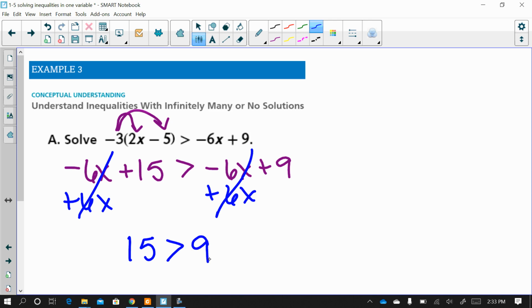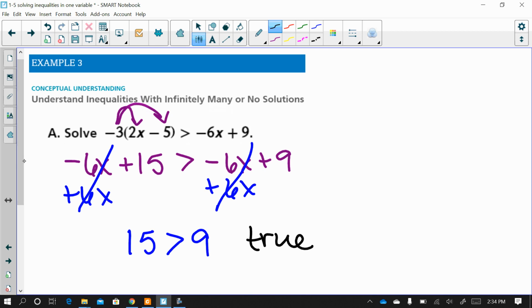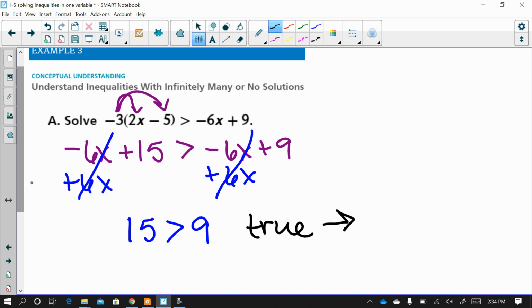I have no x's. So let's think about what this says. 15 is greater than 9. Is that true? Absolutely. This is true. So, if I have a true statement, does it matter what I put in for x? No, it doesn't. Whenever you have a true statement, we're going to say all real solutions.